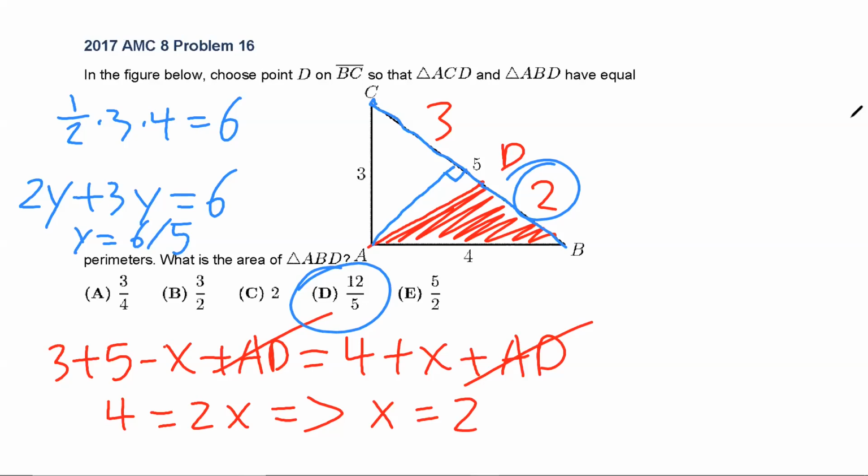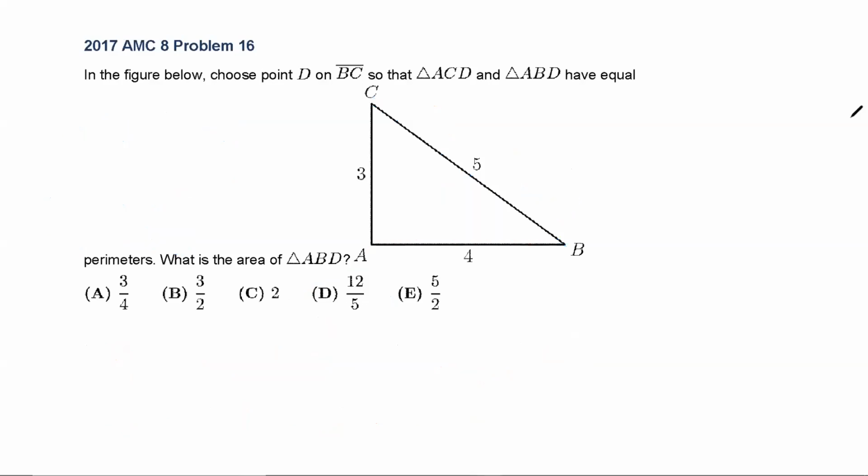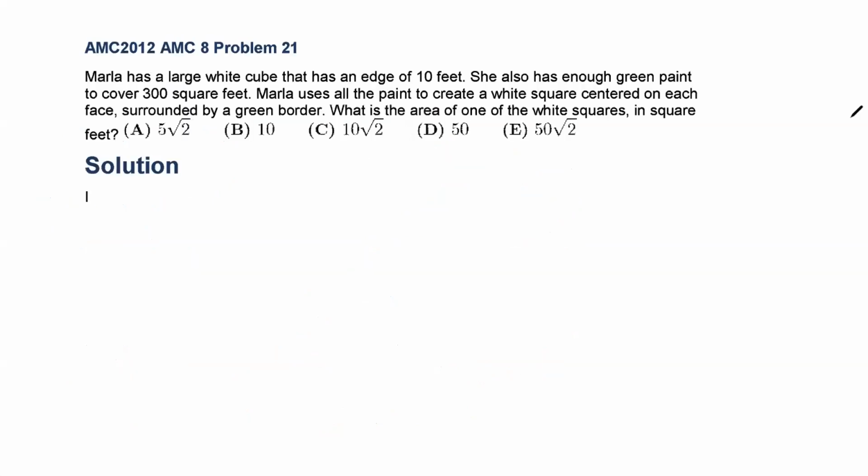Okay, so moving on. Marla has a large white cube that has an edge of 10 feet. She also has enough green paint to cover 300 square feet. Marla uses all the paint to create a white square centered on each face, surrounded by a green border. What is the area of one of the white squares in square feet?